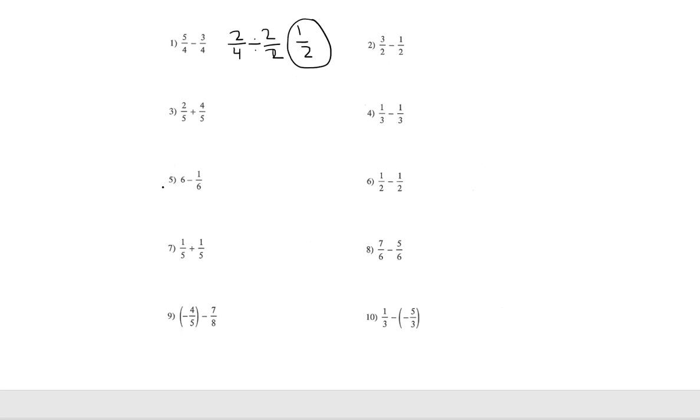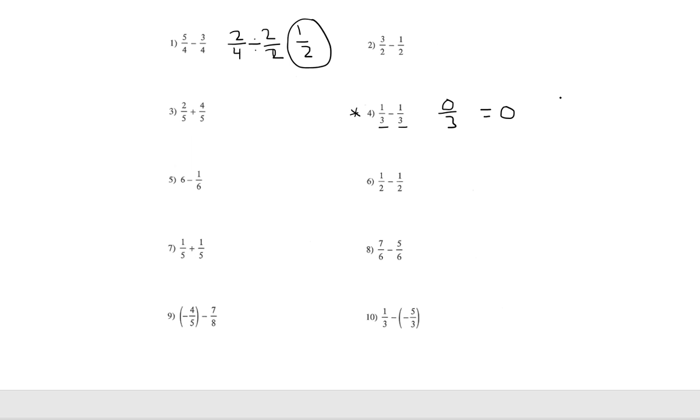Okay, let's go ahead and look at number 4. So we have 1/3 minus 1/3. So the denominators are already the same, and if you do 1 minus 1, you get 0 thirds. In math, anytime you have 0 on the top of your fraction, if 0 is being divided by another number, the answer to that will always be 0. So 0 divided by 3 is 0.